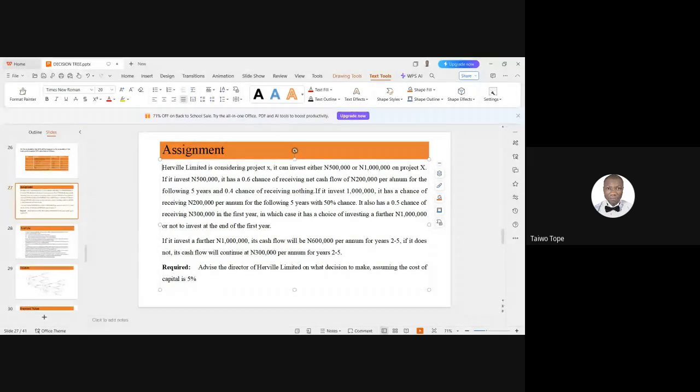If it invests further 1 million naira, its cash flow will be 600,000 naira per annum for years 2 to 5, excluding year 1 now. If it does not, its cash flow will continue at 300,000 naira per annum for years 2 to 3. Required: advise the director of Harvard Limited.